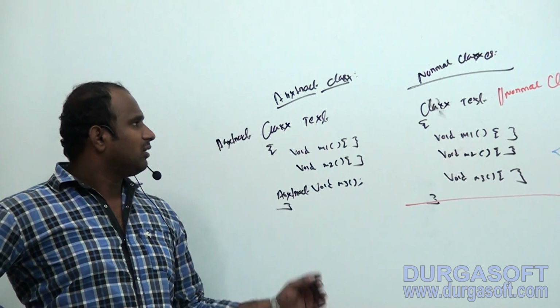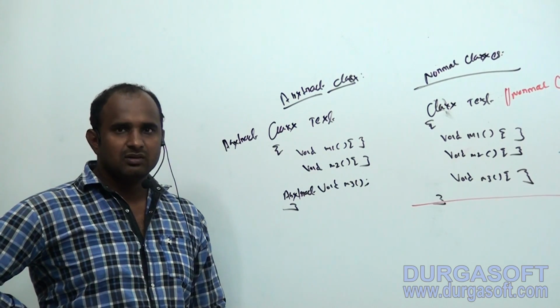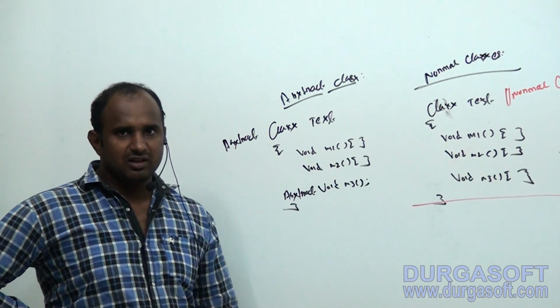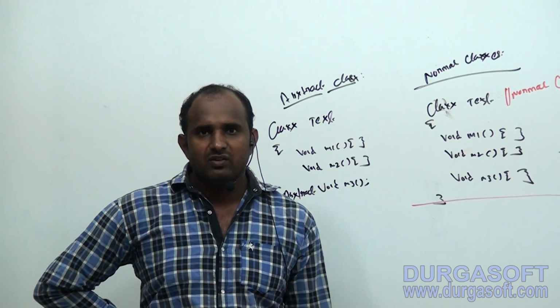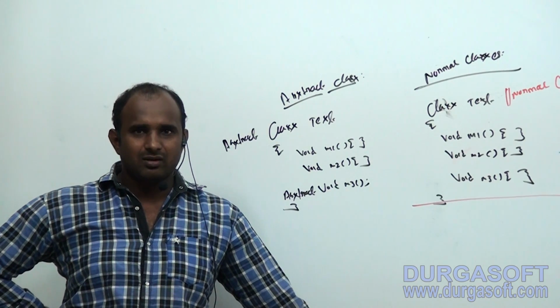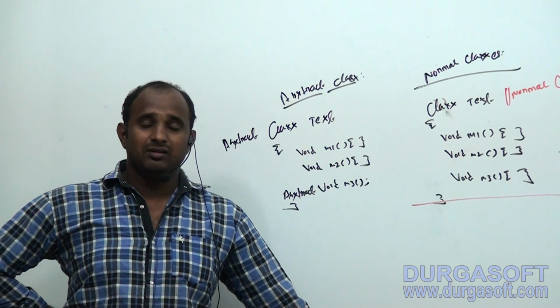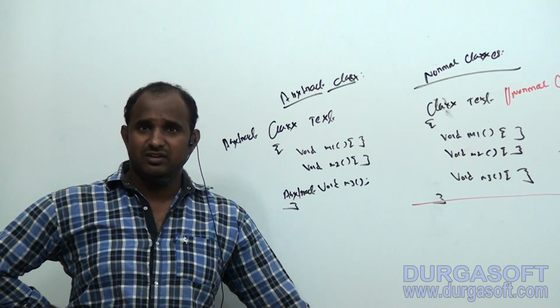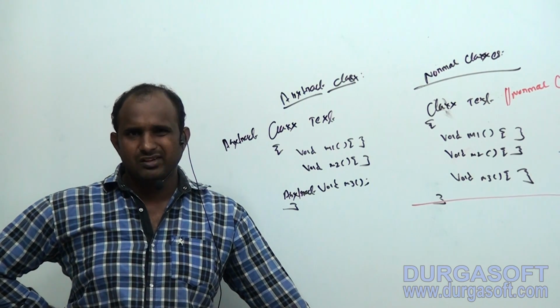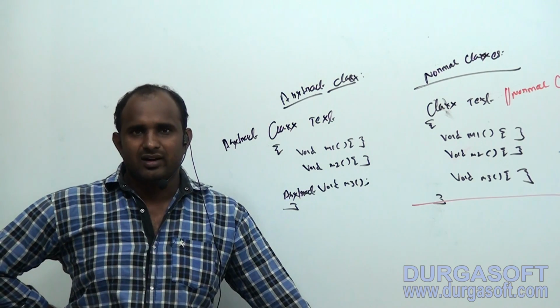Now tell me, what is the abstract class definition here? The class that contains an abstract method is said to be an abstract class. That is your definition. Obviously your definition is wrong. We are saying this definition, and interviewers saying it is obviously wrong. Then what is the correct definition?